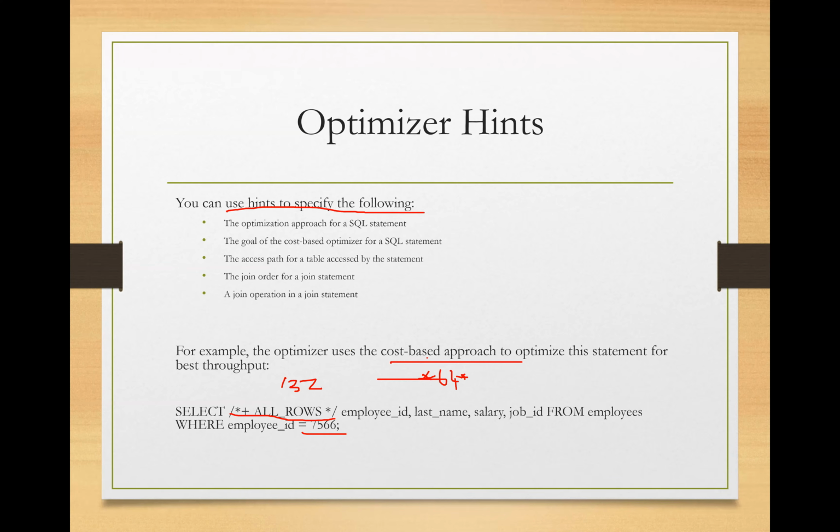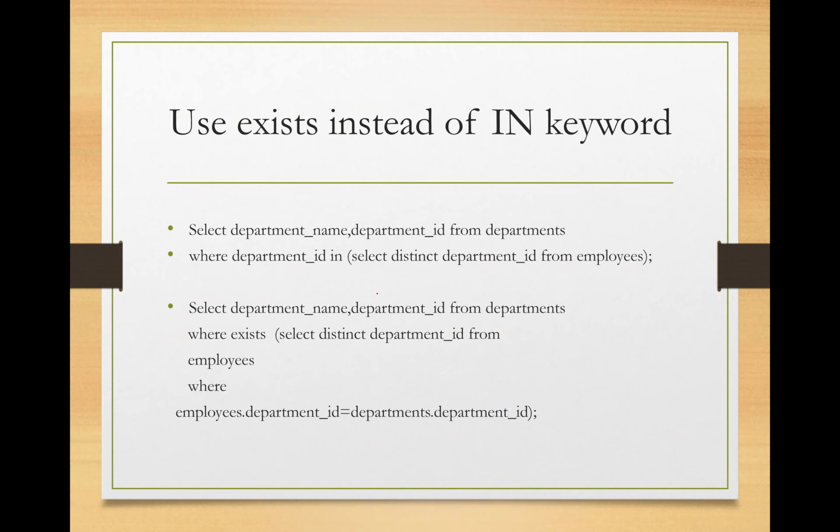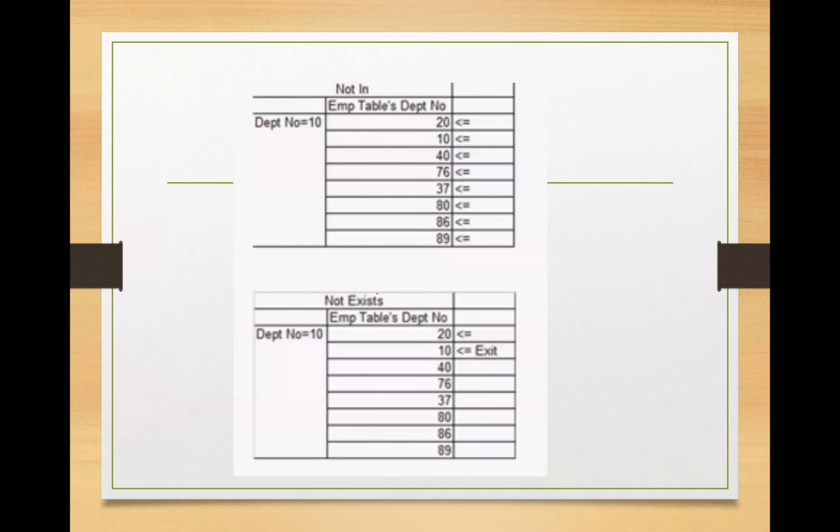So you just have to mention it, but not for all the queries. If you use it on all the queries, then it will take a lot of time. See this parallel hint, parallel HR 5, you are running parallelism. Then it will split this full table into 5 parallel parts. Then it will work very quickly. So this is the first 10 rows only. Selecting. So use the EXISTS keyword instead of the IN keyword. That's what we normally use.